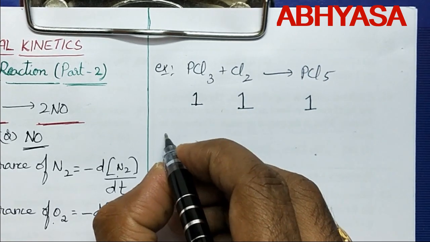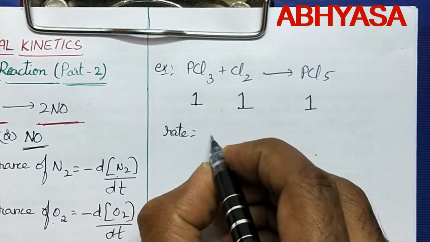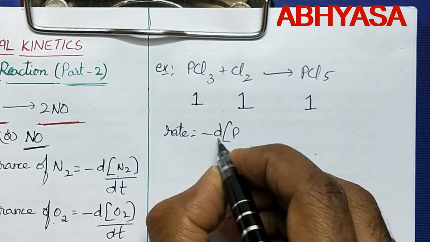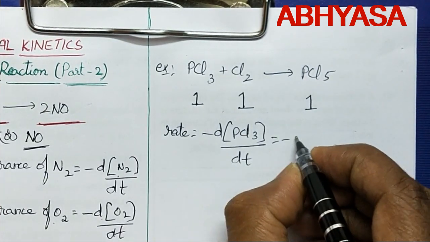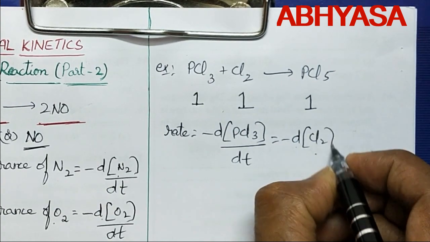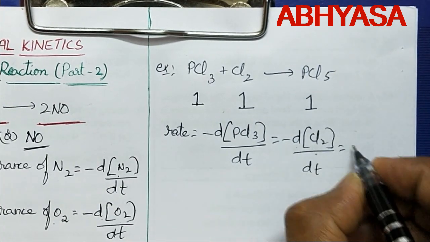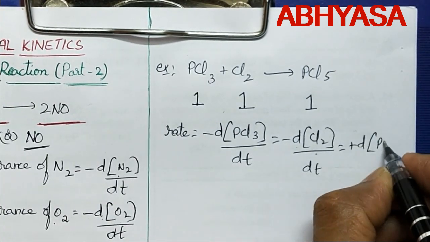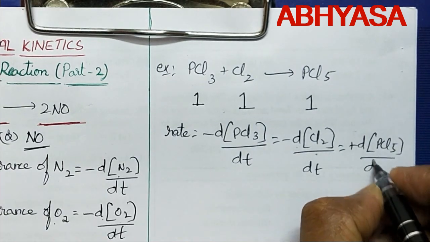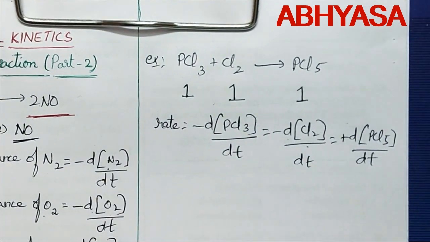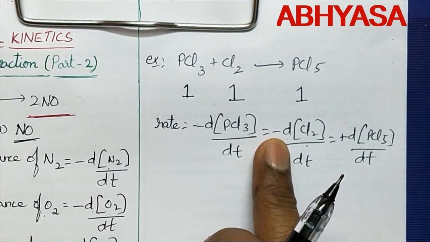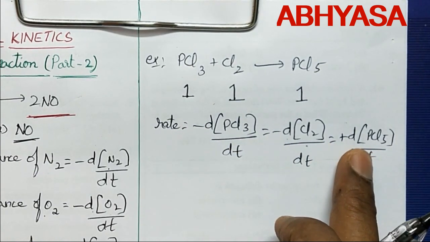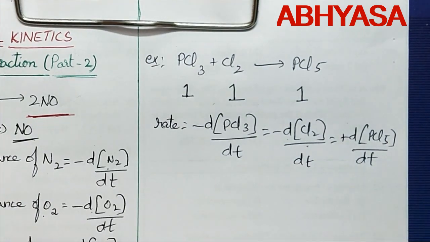Isn't it? So we can write like this: rate is equal to minus d PCl3 by dt, which is equal to minus d Cl2 by dt, which is equal to plus d PCl5 by dt. So in front of the reactant there should be a negative sign. In front of the product term there should be a positive sign.